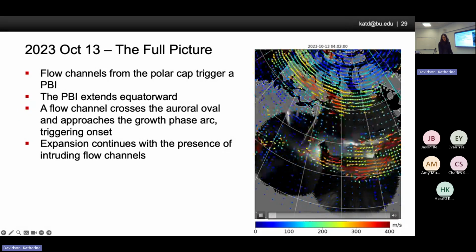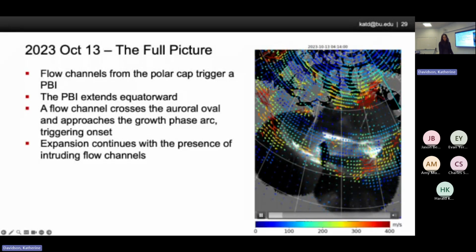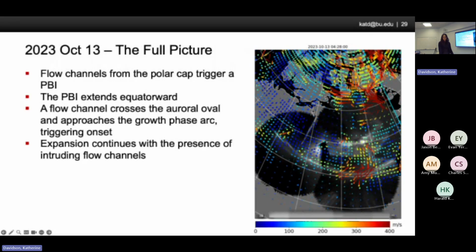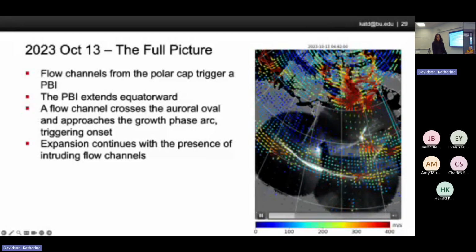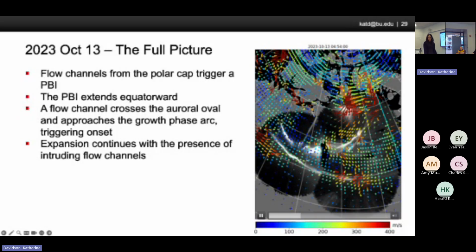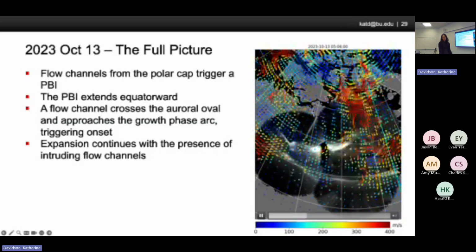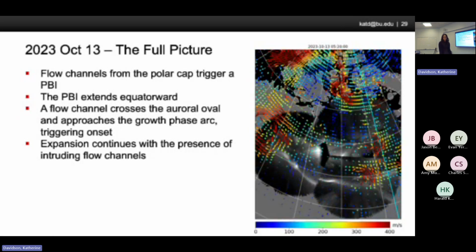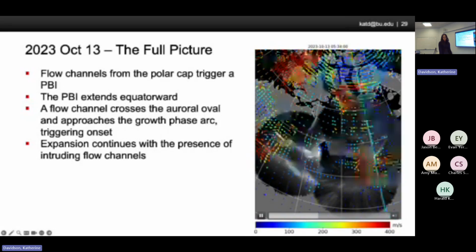So first in this video, there's a little bit of a PBI, but it diminishes. There's our flow channels coming in. The flow channels start to do some wonky sunward convection stuff, and then the flow channels continue again, triggering this PBI here. The PBI begins to tilt, become more north-south aligned. Again, we're still getting these flow channels coming in, feeding this PBI. And then eventually you'll see the whole system move equatorward, as it is now.